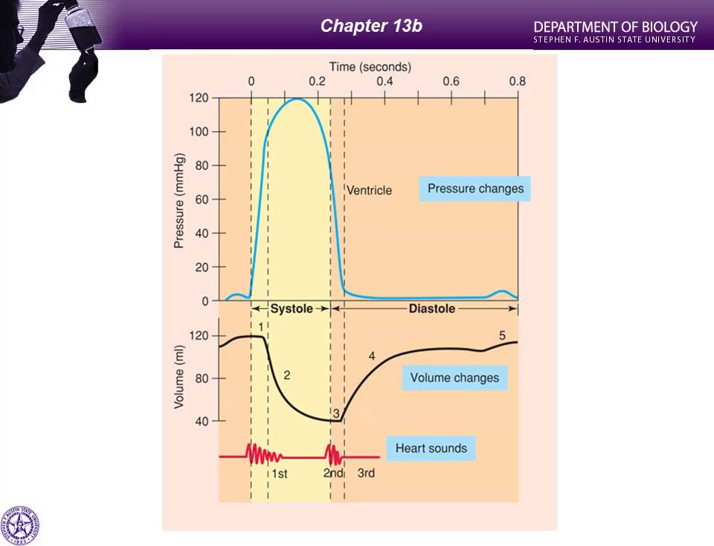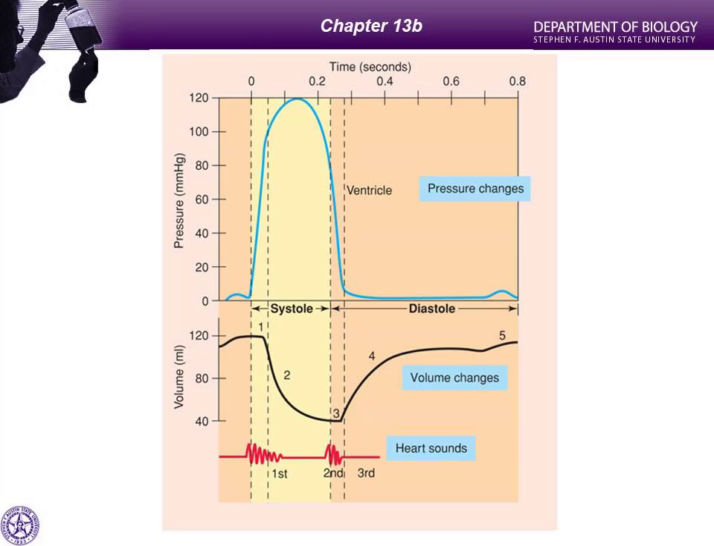And so what we're looking at over time from 0 to 0.8 seconds, that's going to be our cardiac cycle, and it repeats itself over and over every second of your life. From as soon as your heart starts to beat, and that's going to start to happen after about 3 weeks after fertilization of the egg, and it's going to beat until your last breath.